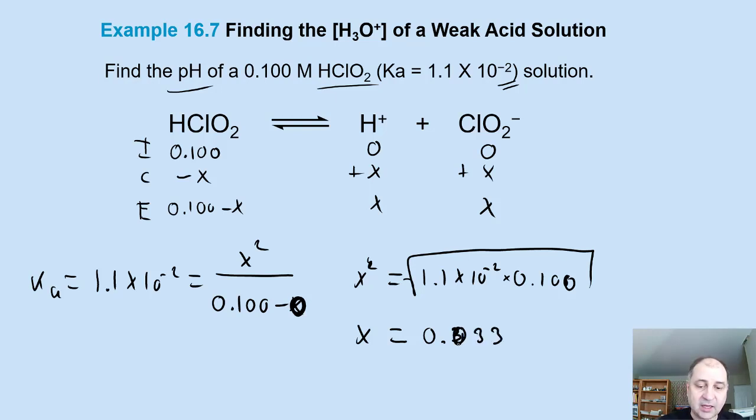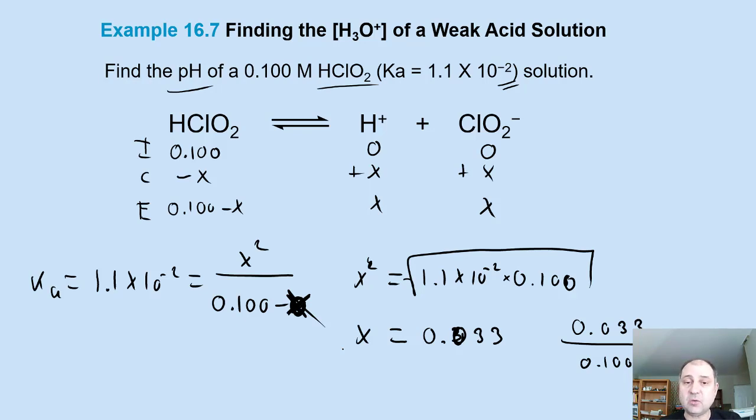0.033, and when I calculate percent dissociation, it's 0.033 divided by 0.100 times 100, which is unfortunately 33%, which is much, much, much larger. So we cannot make this assumption. We have to use the quadratic equation.